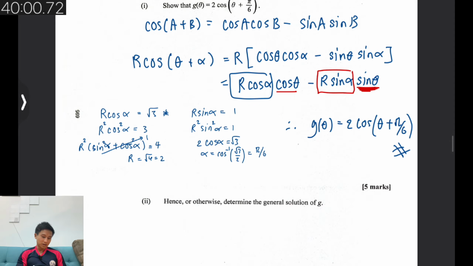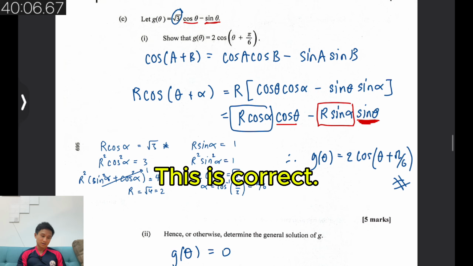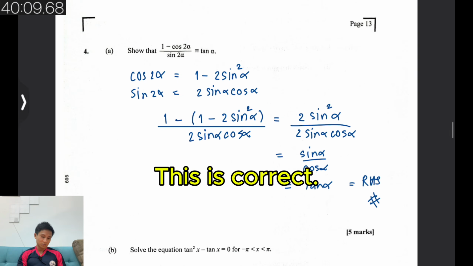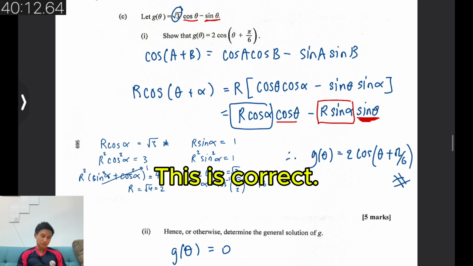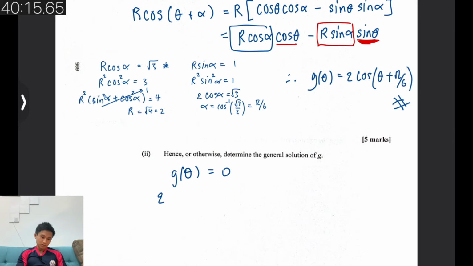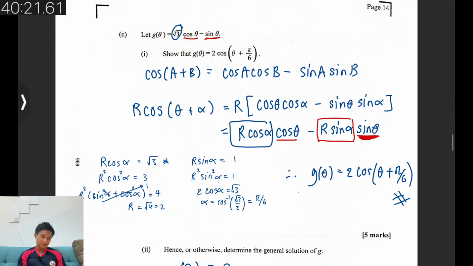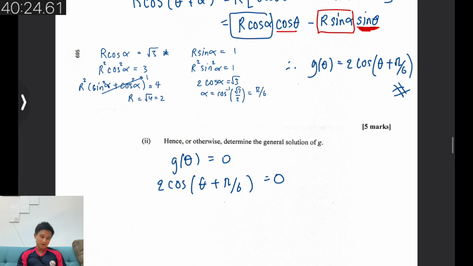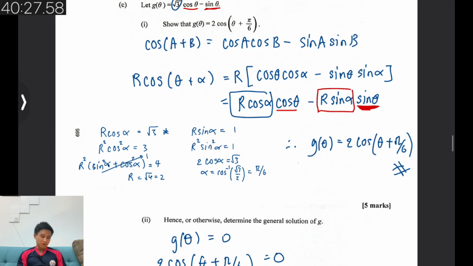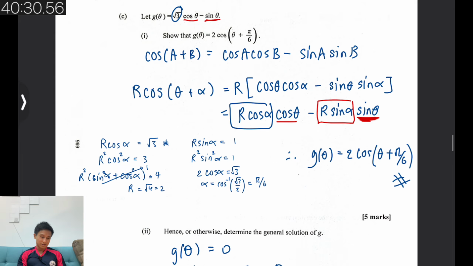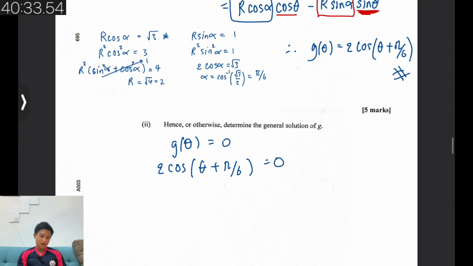Yeah, I'm going to assume that it means we put G theta to 0. I think it should be. Yeah, general solution for G. So that means 2 cos theta plus pi over 6 equals 0. Is that right? That feels weird, but I'm not sure. I mean, we don't have the domain either here, the theta. So, okay, hang on. General solution. I'm going to go with this.